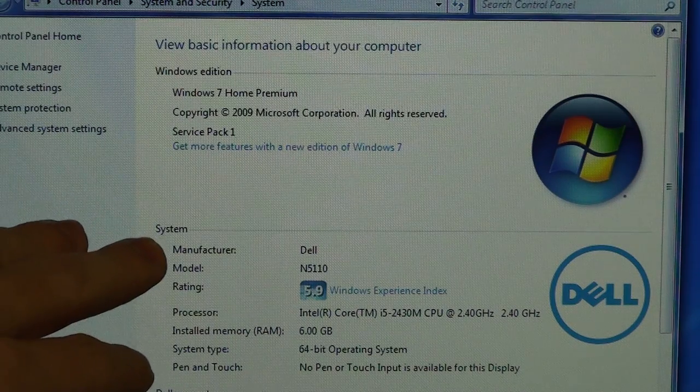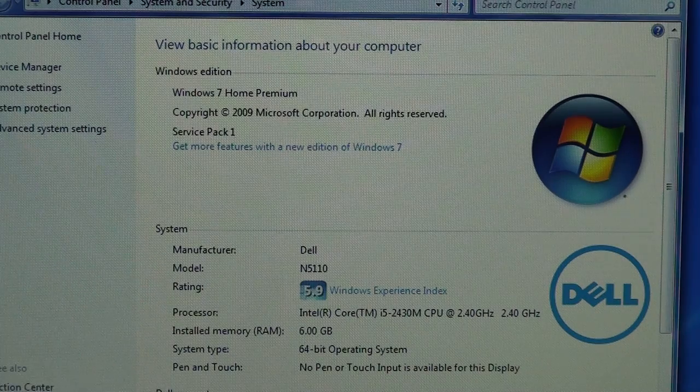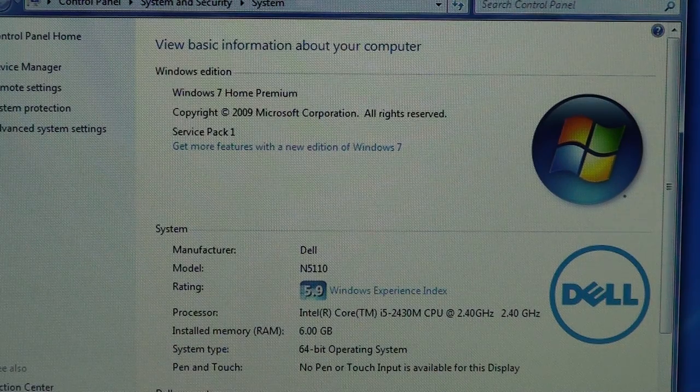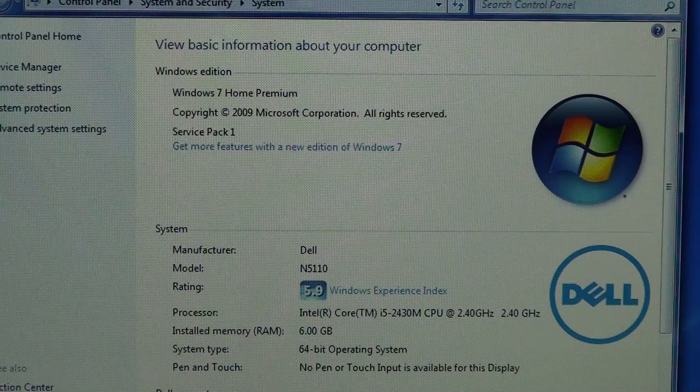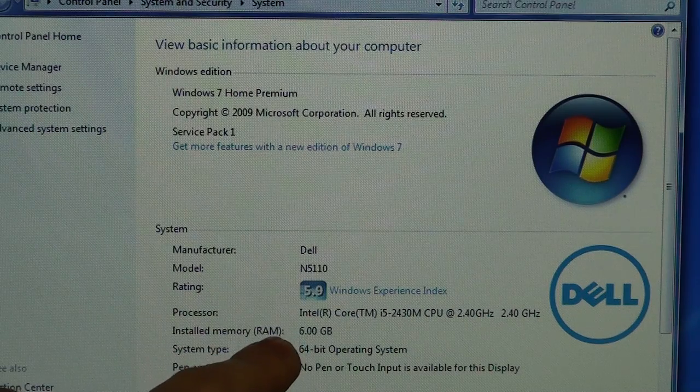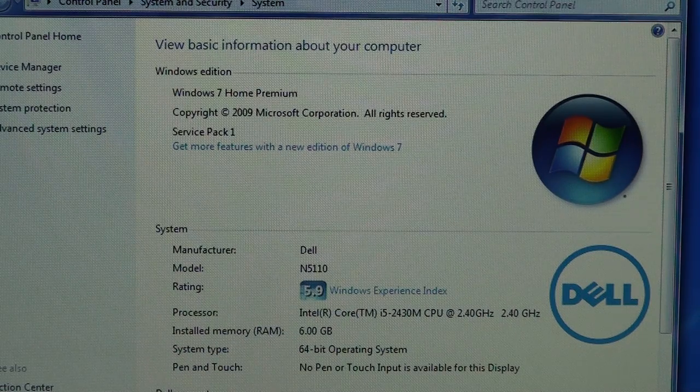So of course we're looking at a Dell laptop. The model is the N5110, the latest revision of the Inspiron 15R in the United States. 5.9 Windows index score there. That's because it defaulted to the lowest score as usual, which was the hard disk drive, but still a very good score for a value notebook, no question. An Intel Core i5, a second gen Sandy Bridge processor, 2430, 2.4 gigahertz clock speed, Turbo Boost will take it up to 3 gigahertz. You're looking at 6 gigs of RAM pre-installed in this configuration at least, and of course Windows 7 Home Premium.